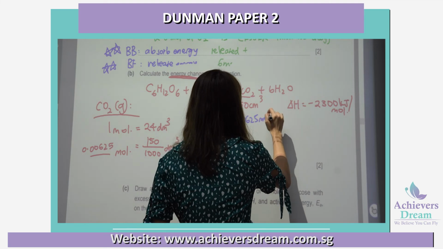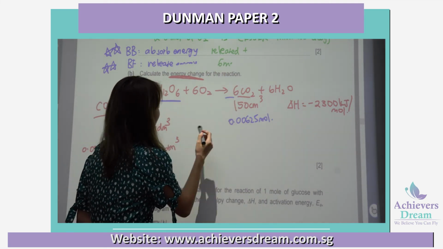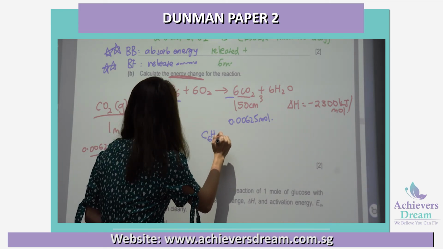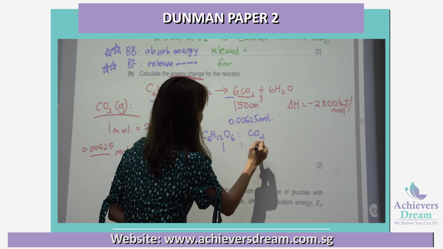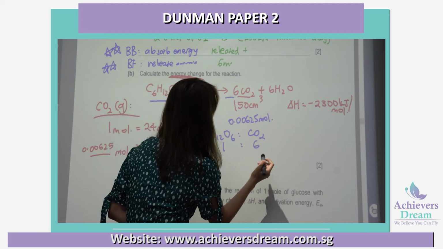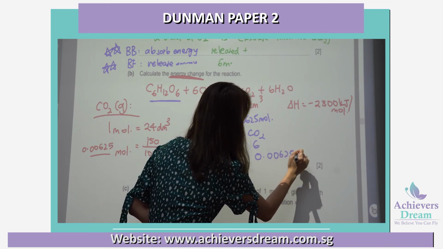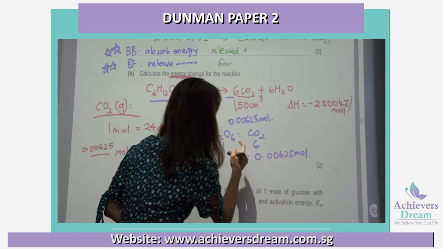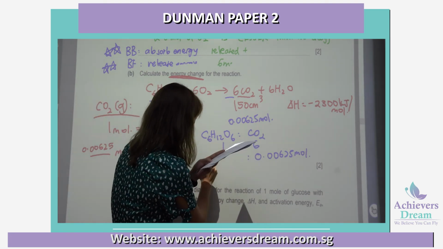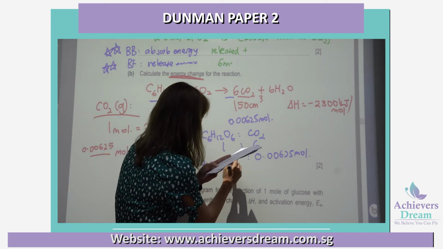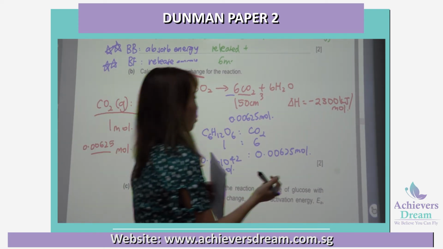So now that I know here is 0.00625 mole, what is the mole ratio of your glucose and CO2? C6H12O6 and CO2 is 1:6. So here is 0.00625 mole. The number of moles of glucose will be 0.001042 mole, correct? Then now we look at the delta H.